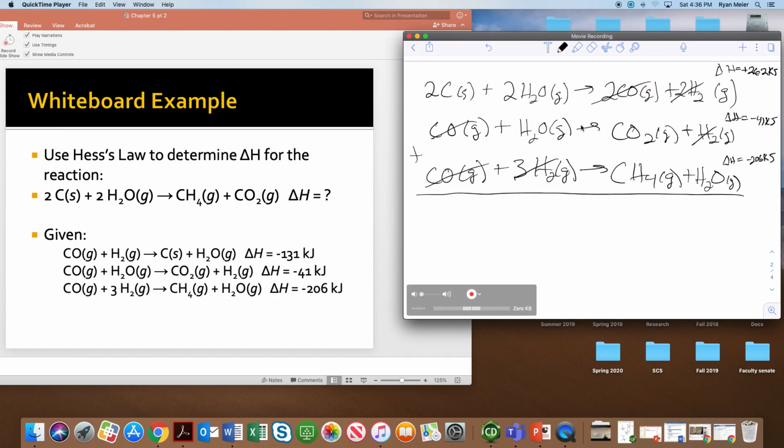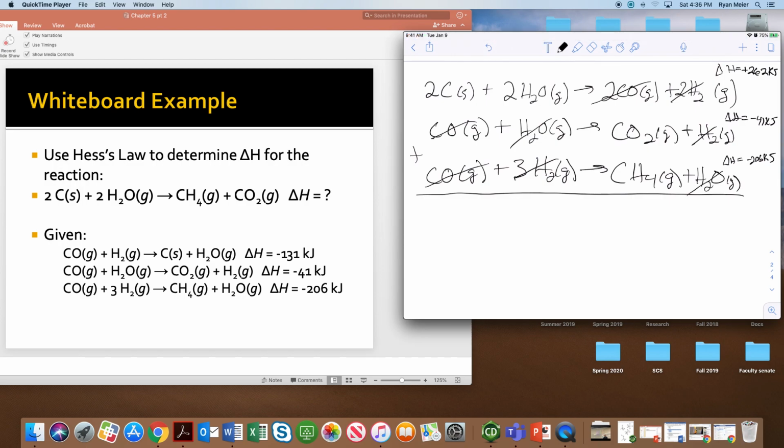And I have one last thing that actually cancels. I have 2H2O here, another H2 on the reactant side, but one H2O on the product side. So one H2O on each side also cancels. And now the only things that are left are 2 carbon as a solid, plus 2 waters as a gas, going to CO2 as a gas, and CH4 as a gas.